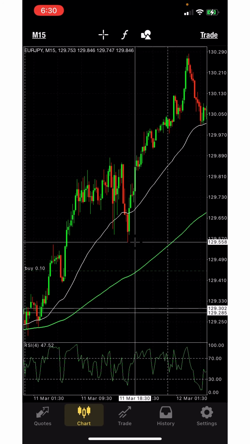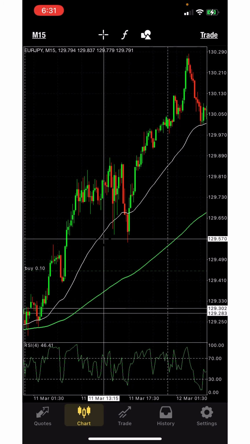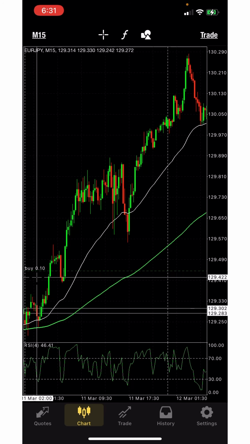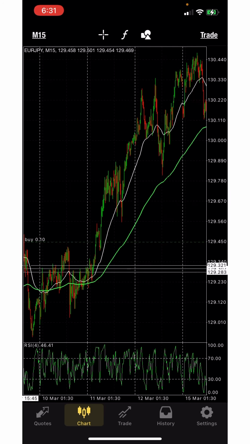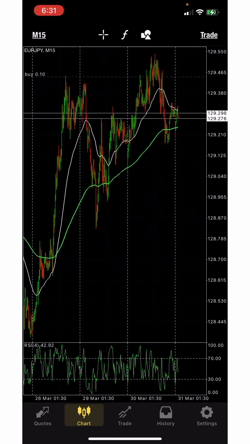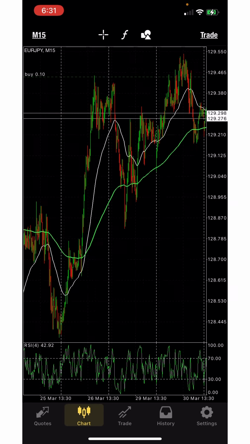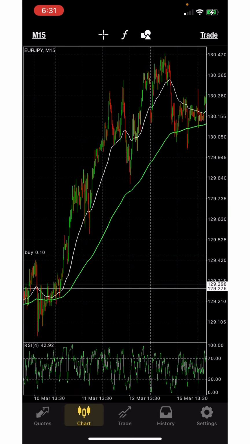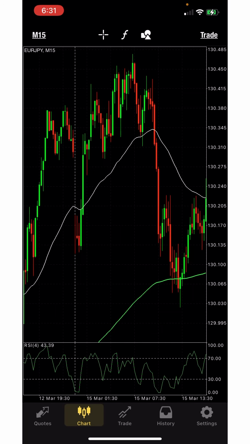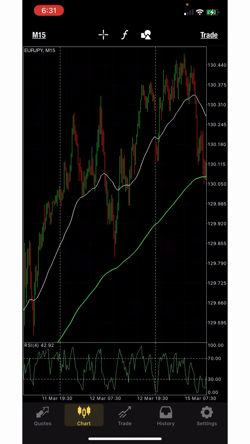I normally do a 10 to 15 pip stop loss, depending on how much you are risking. But you see, I entered here. I'm already in the trade on this one. Out of profit. And this works. This works. You can do this all day, every day. You know what I'm saying? You can spot multiple setups.